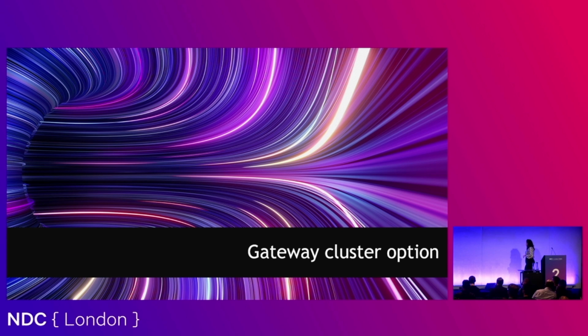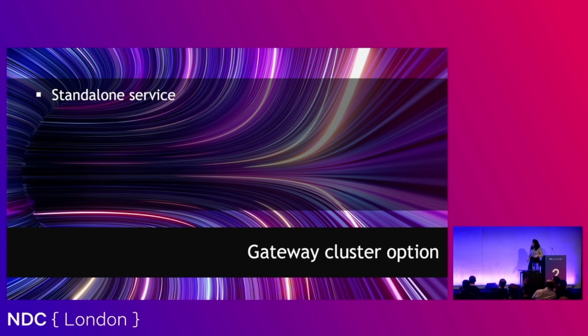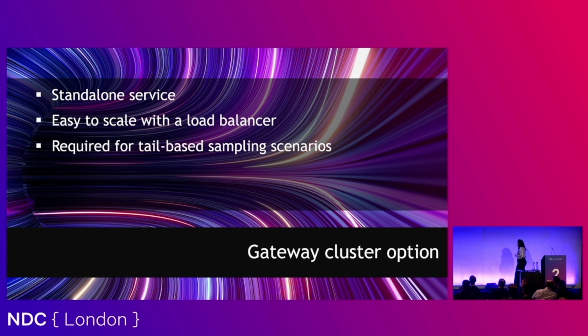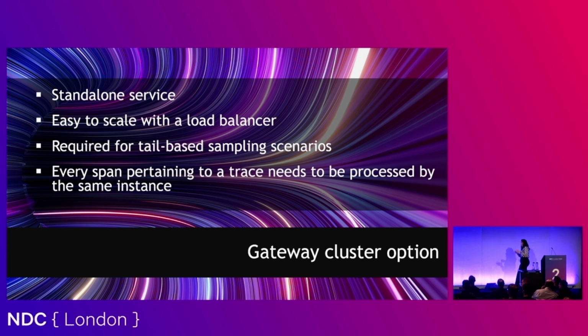Another option is to use the gateway cluster option. Now, in this case, we basically have a standalone service that is running the OpenTelemetry Collector, if you will. Now, this is easy to scale with a load balancer and actually required if you're doing tail-based sampling. Why is that so important? Because every span that pertains to an individual trace needs to be handled always by the same OpenTelemetry Collector instance so that it can make a decision at the end of whether to keep it or not.